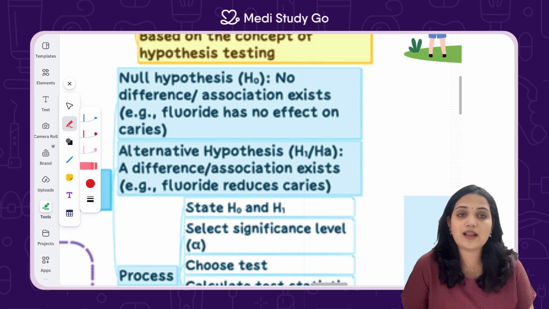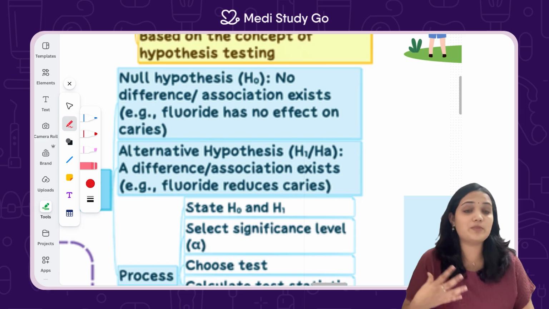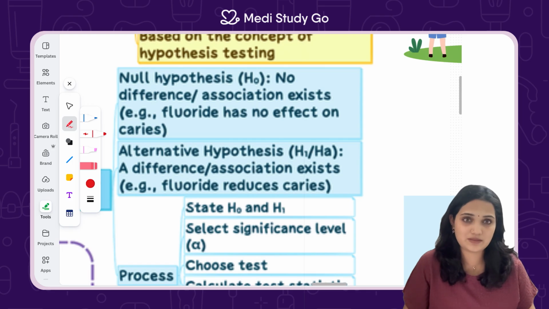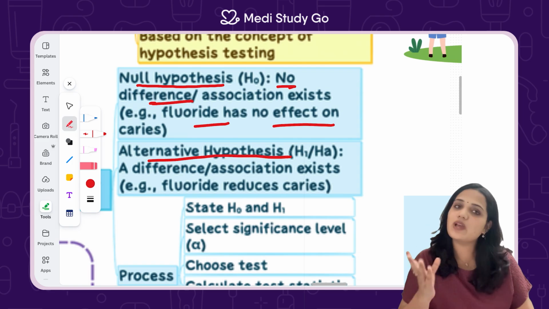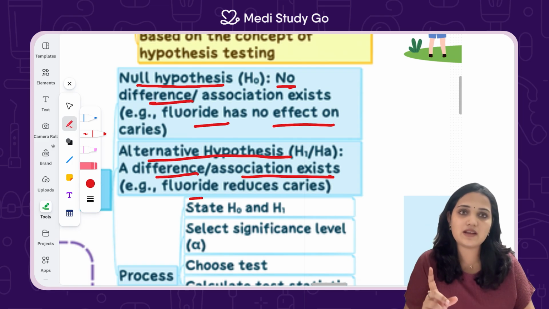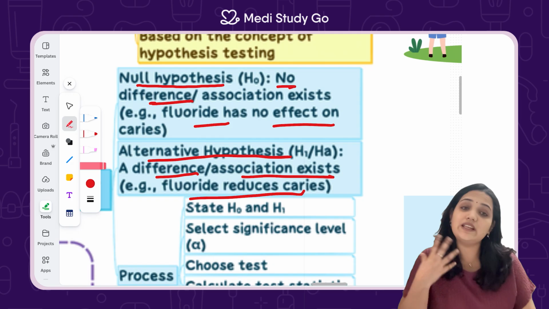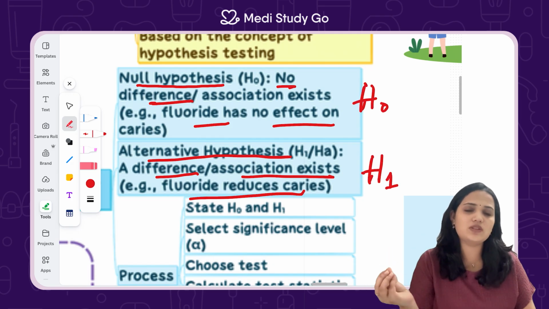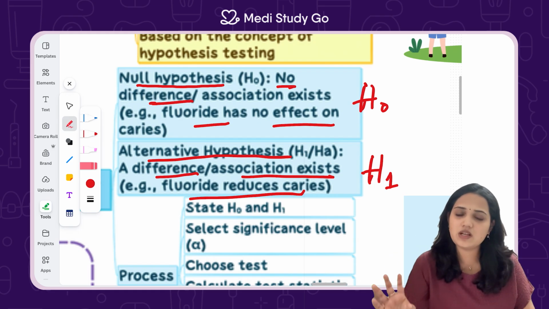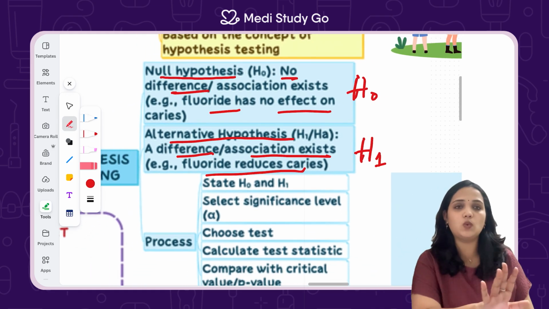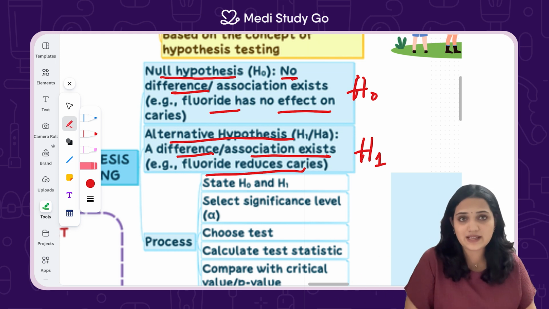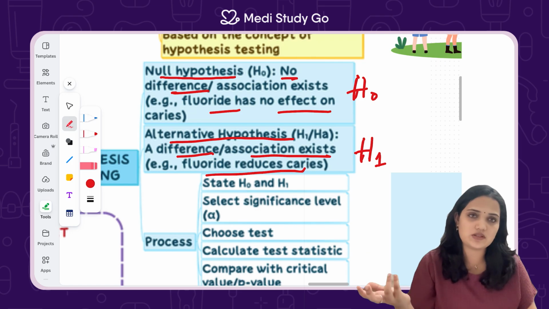All right? Now, the starting point before doing any test, we start with something called a hypothesis. A hypothesis is like your prediction, what you think is going to happen. In this, we have two types. One is the null hypothesis, and that is your default assumption. It says there is no difference. If you've compared two groups, null hypothesis means no difference, nothing is happening, everything is equal between the two groups. For example, fluoride has no effect on dental caries. Okay, that would be your null hypothesis.